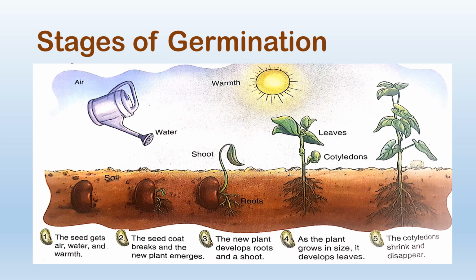Further, in the fourth stage, as the root and the shoots develop well, a new leaf emerges. At this time, most of the cotyledons are used up, so they gradually shrink and fall off. At the fifth stage, many leaves have grown and they undergo the process of photosynthesis and prepare the food of the plant.